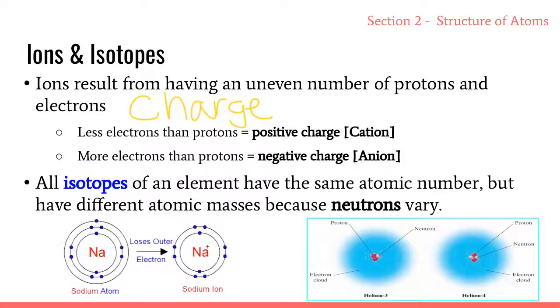So ions are because we're changing the number of electrons, but what happens if we change the number of neutrons? Well, that's where we get isotopes. All isotopes of an element have the same atomic number, meaning they have the same number of protons, but they have a different atomic mass because they have a different number of neutrons. So in this case, we have 2 versions of helium. In this case, we have 1 neutron, and in this case, we have 2. They're both helium, but we have an isotope of helium right here that has 1 less neutron than normal.